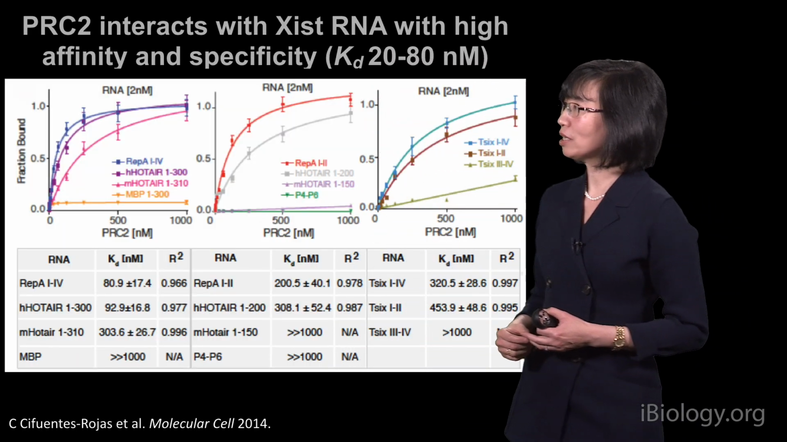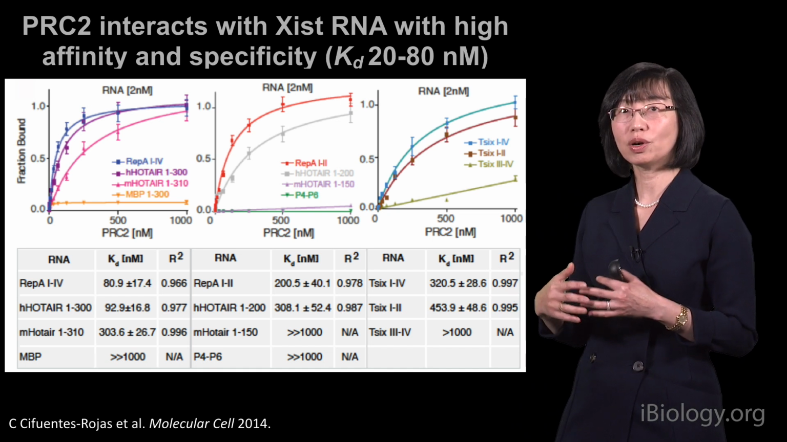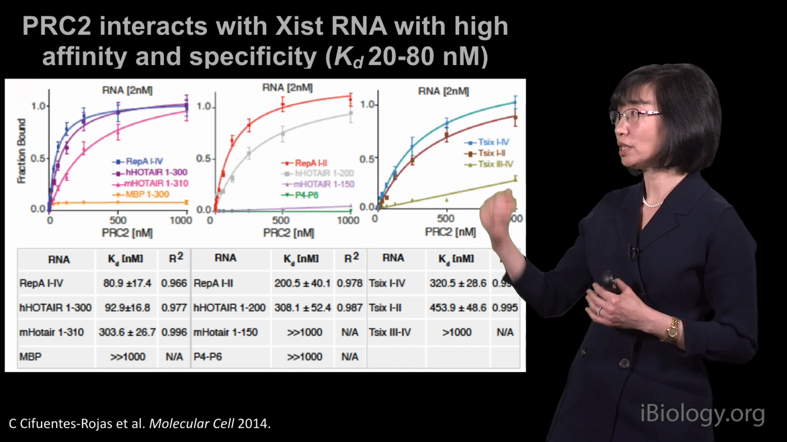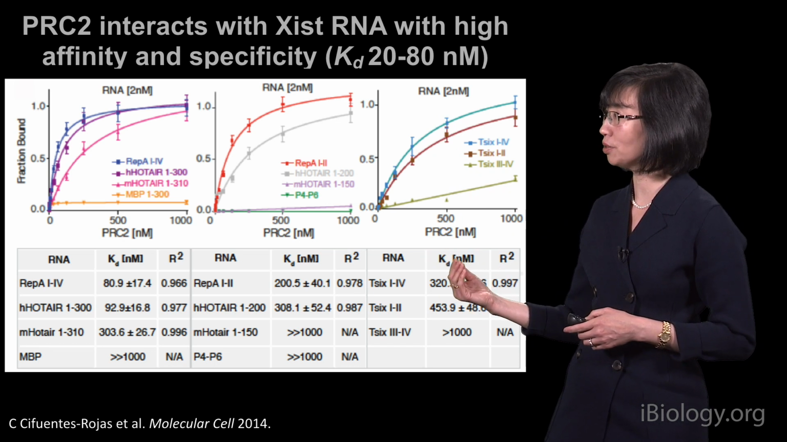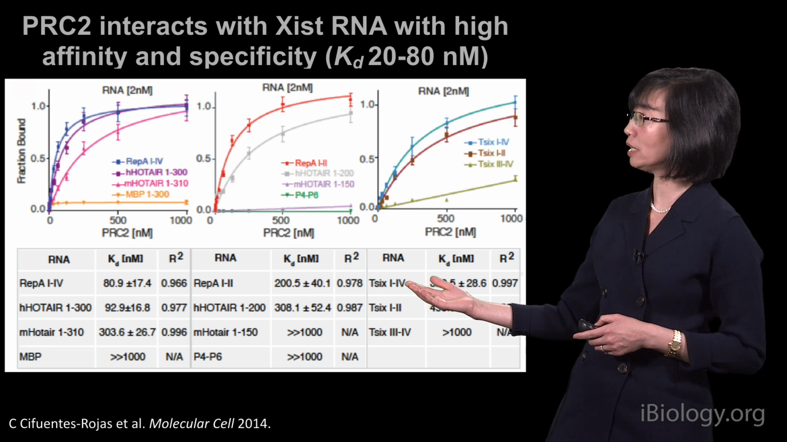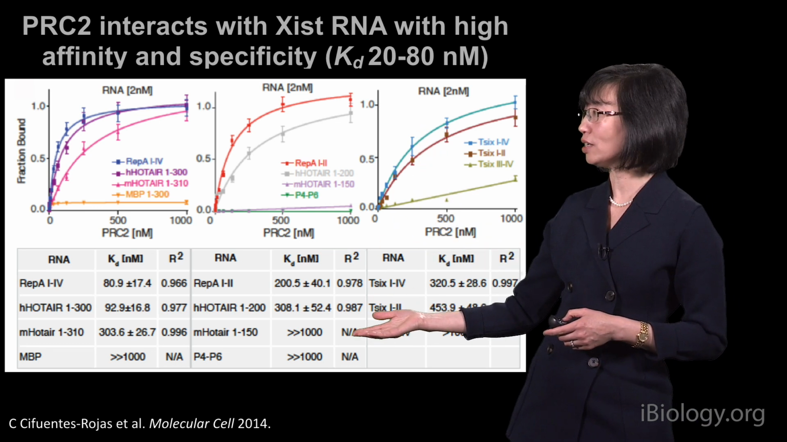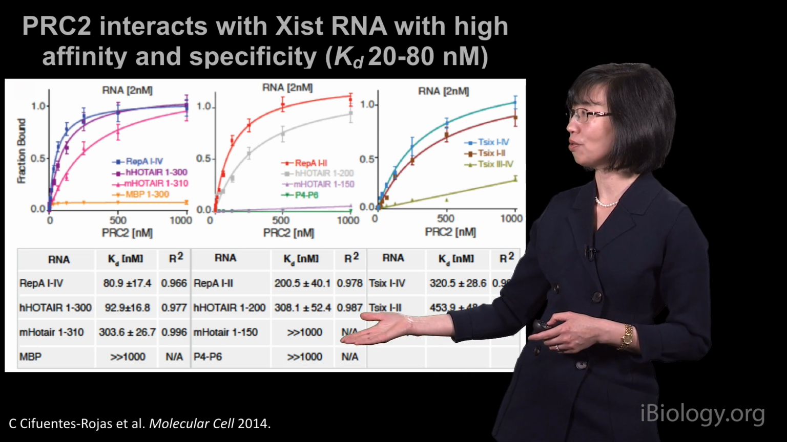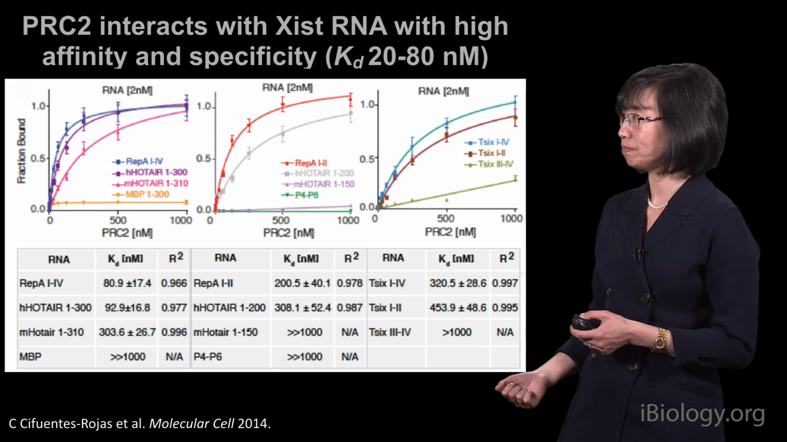So this is a biochemical analysis that shows that PRC2 interacts with Xist RNA with high affinity, with a dissociation constant of 20 to 80 nanomolar, which is a very good dissociation constant for an RNA binding protein, and it contrasts with the very low affinities for these nonspecific RNAs from various other species like Tetrahymena and bacteria.